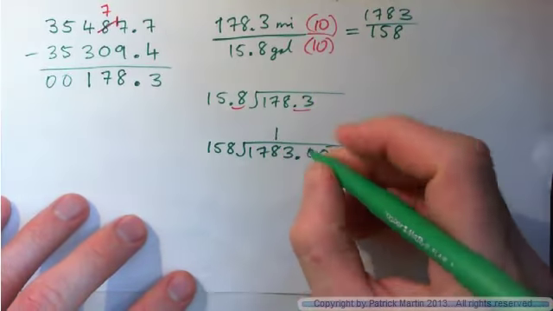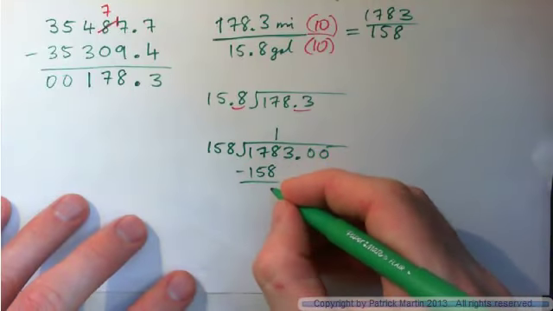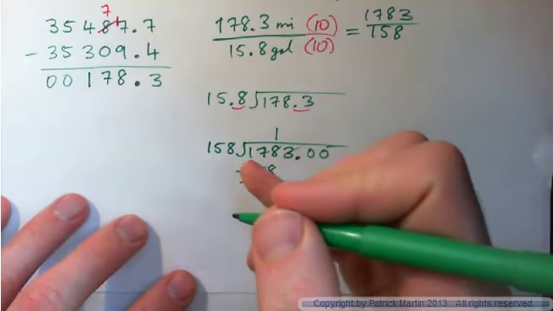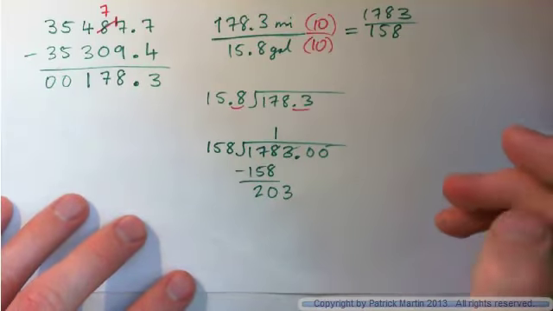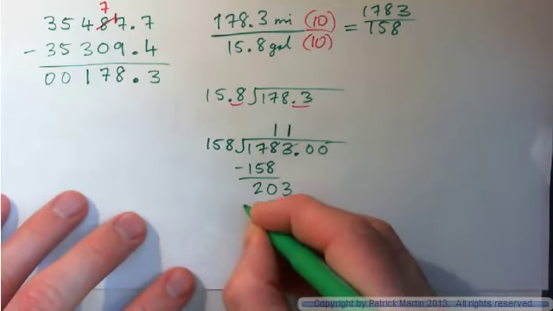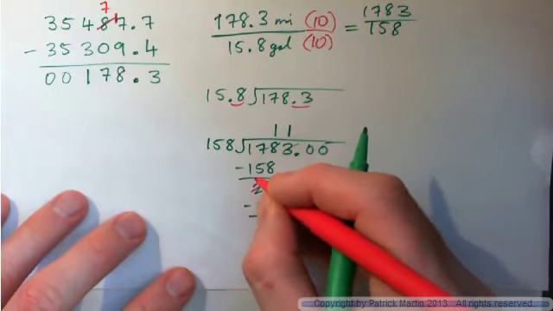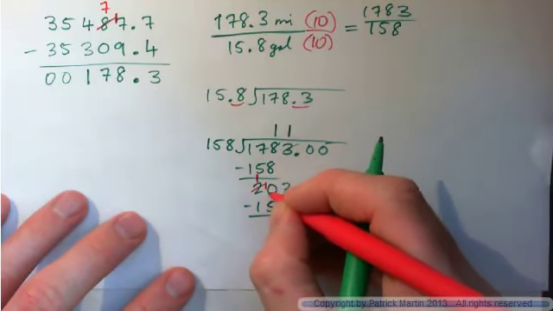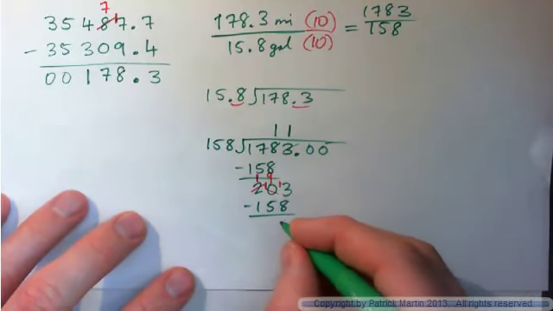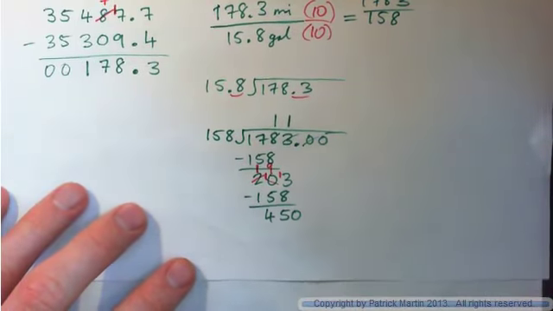One time, and 1 times that is 158. Subtract. 8 minus 8 is 0. 7 minus 5 is 2. Bring the 3 down. 158 into that. I'm going to try it once. 158. Subtract. So let's see. That's going to become a 1. Carry over here. And then that 10 becomes a 9. Carry over here. 13 minus 8 is 5. 9 minus 5 is 4. And bring a 0 down.